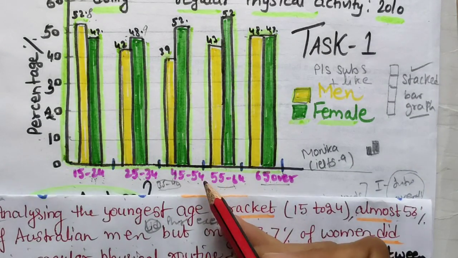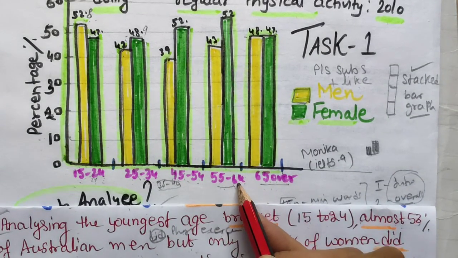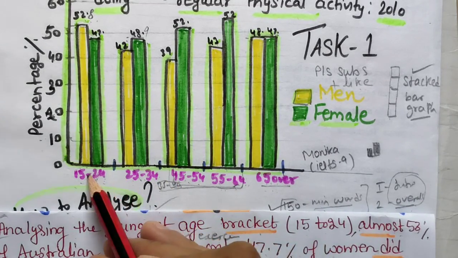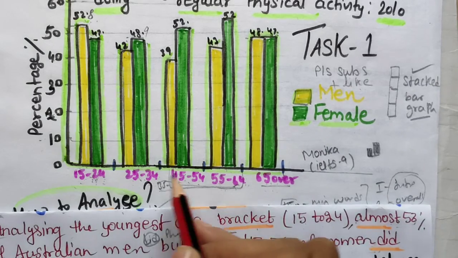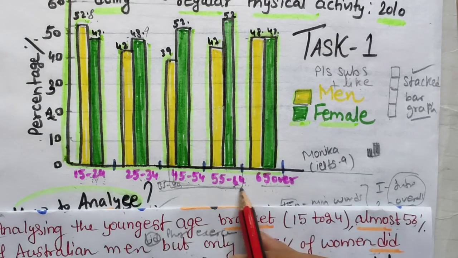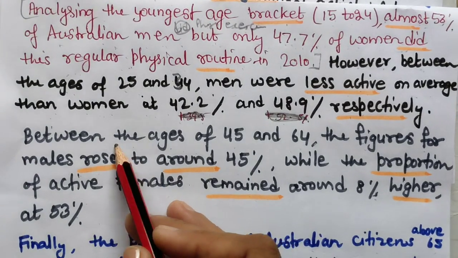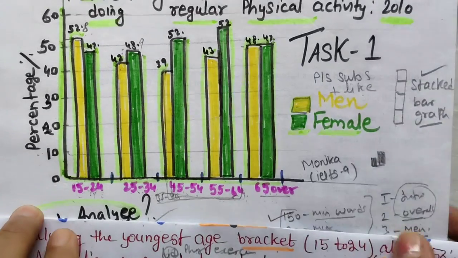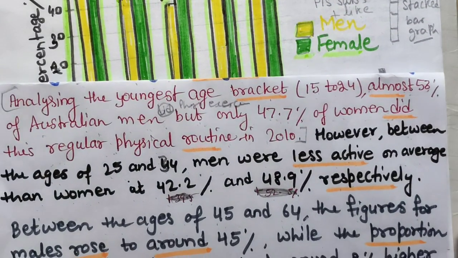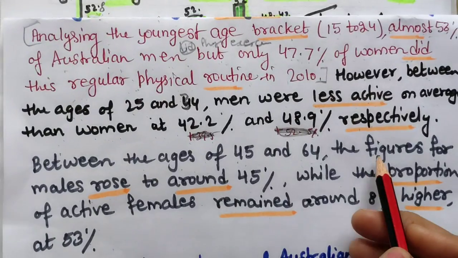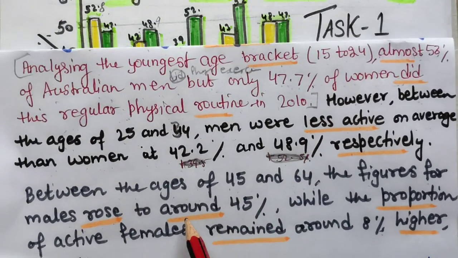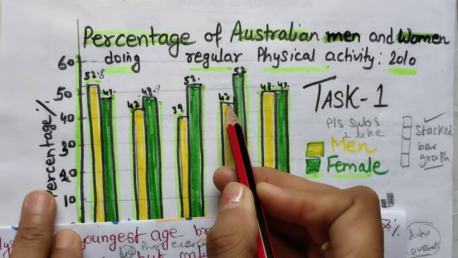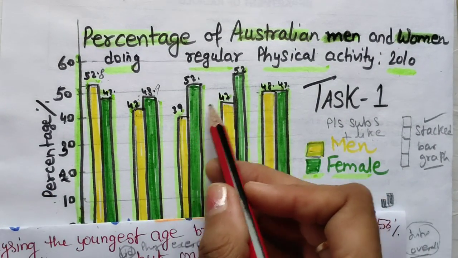Now the next age groups, 45 to 54 and 55 to 64. I have combined these two age groups, so I have not written each and every age group. You can do it like that, or you can do it separately, but I am showing you something different. Next, between the ages of 45 and 64, the figures for male rose to around 45%. Why around 45? Because here we have 39 and 43, so we combined them and made it around 45.